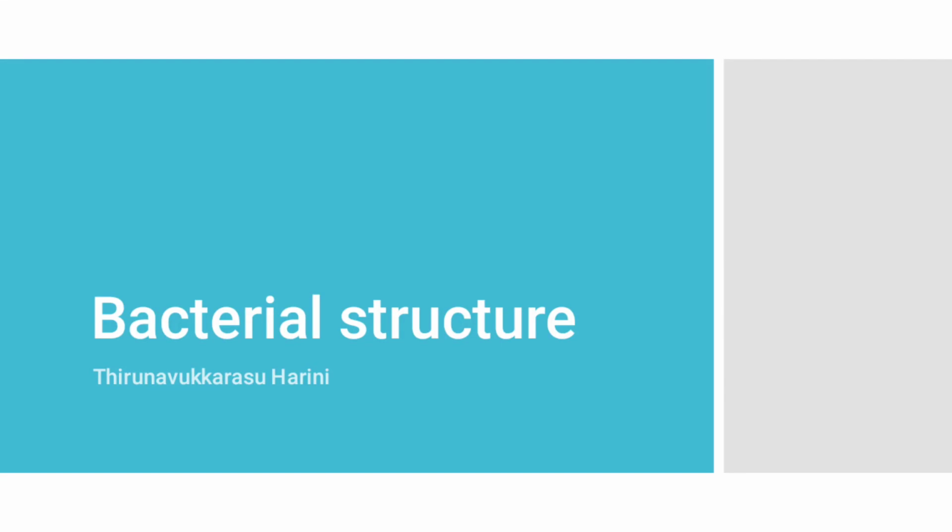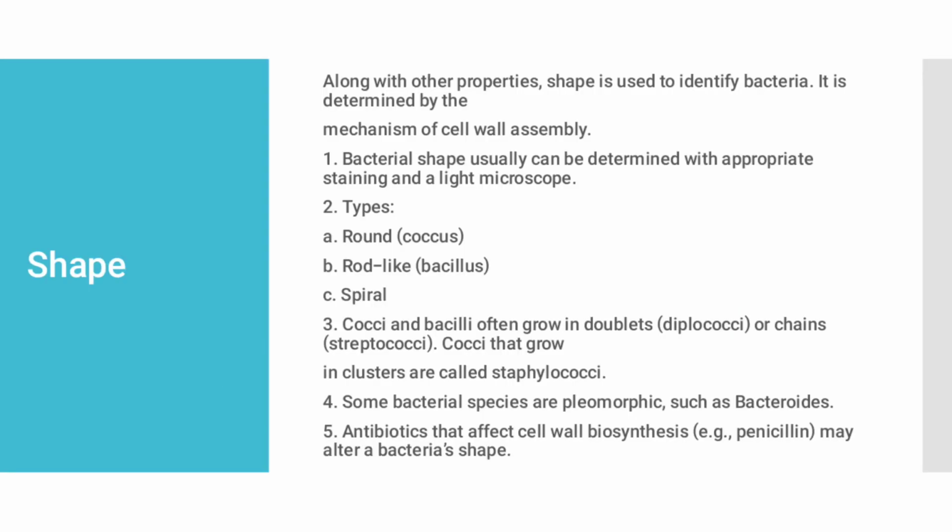Here we can look at the bacterial structure. Shape. Along with the other properties, shape is used to identify the bacteria. It is determined by the mechanism of the cell wall assembly. The bacterial shape usually can be determined with the appropriate staining and using the right microscope. And there are several types.